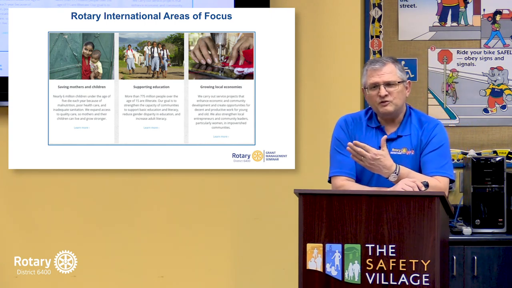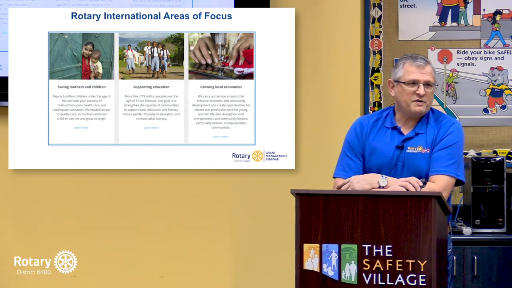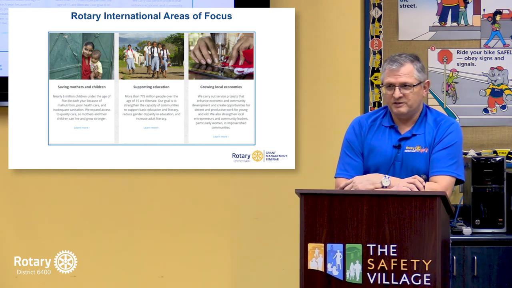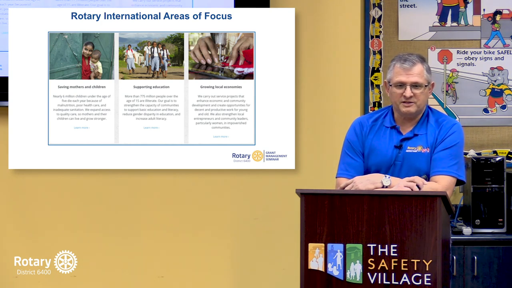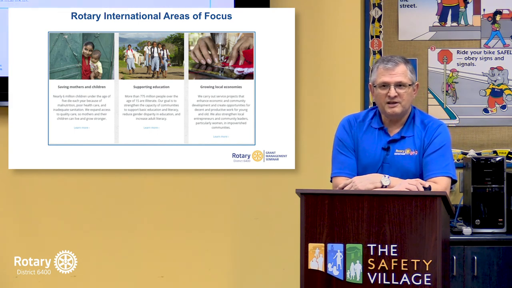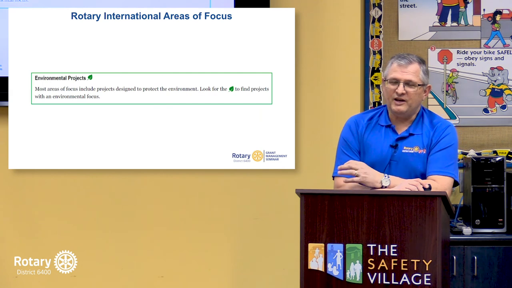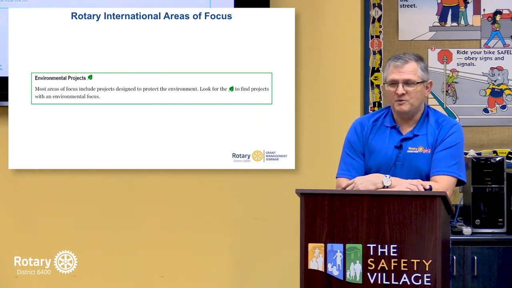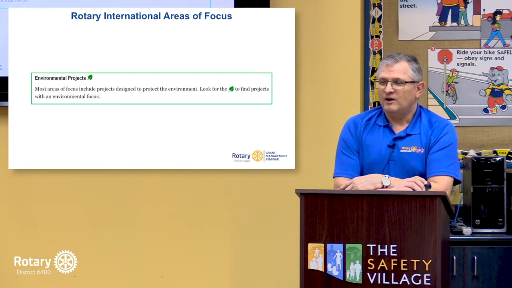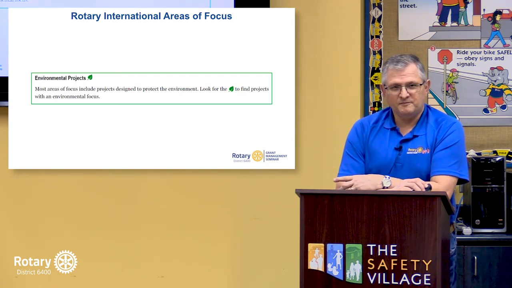Now, this is kind of the areas of focus from two years ago. There has been a lot of debate in the Rotary Foundation about the environment. Some people wanted the environment to be an area of focus. Instead, all but one of the areas of focus have new parts of it that include a green leaf, that's how you identify it, or a sustainability measure, all of them except for basic education and literacy.